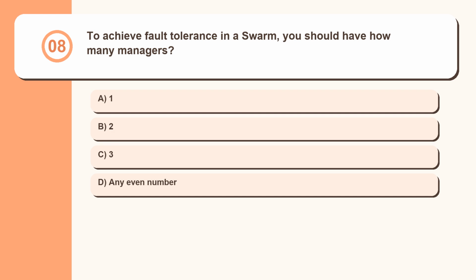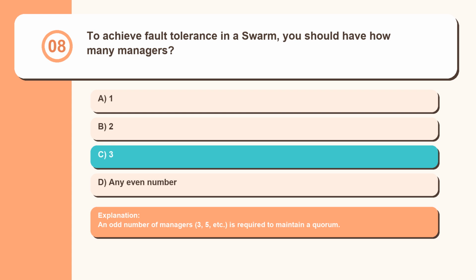Question 8. To achieve fault tolerance in a swarm, you should have how many managers? 1, 2, 3, any even number. An odd number of managers, 3, 5, etc., is required to maintain a quorum.